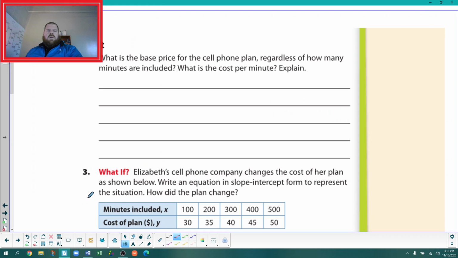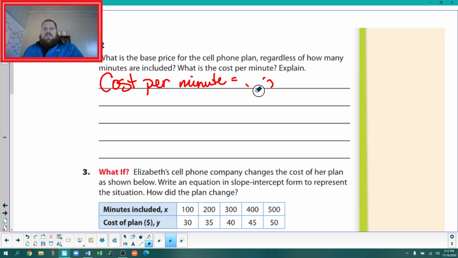Let's go ahead and see what these problems have for us. What is the base price for the cell phone plan, regardless of how many minutes are included, and what is the cost per minute? We just kind of said those, well, some of them. We know that the cost per minute is 6 cents. That's what we said. Should probably put a dollar sign in there anyway. We have 0.06, 6 cents per minute.